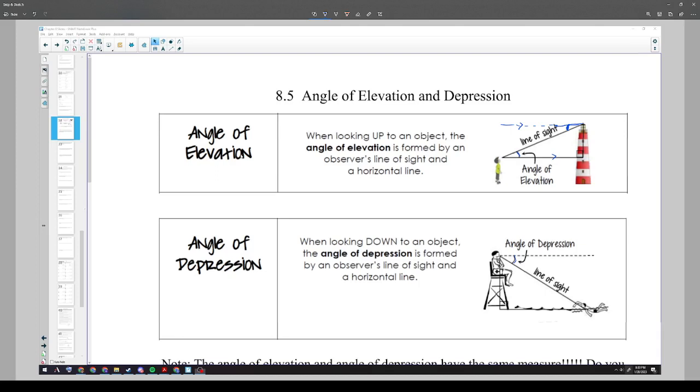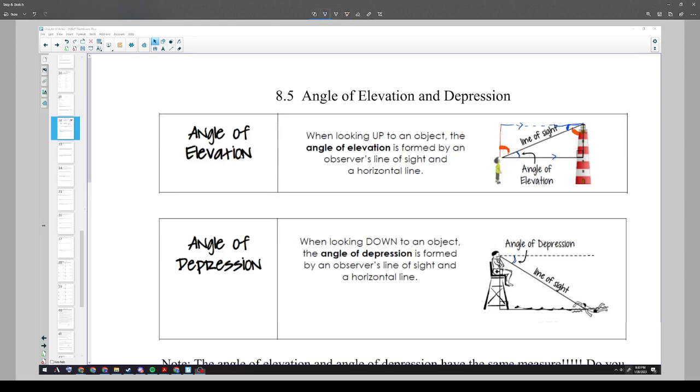A lot of times it's kind of irrelevant whether you're talking about angle of elevation or angle of depression. They're kind of interchangeable, especially if you have observers at both ends. But what's really important is that both of them are always formed from a horizontal line. So we're never forming these angles from a vertical. We're not doing this angle, and we're not doing this angle.